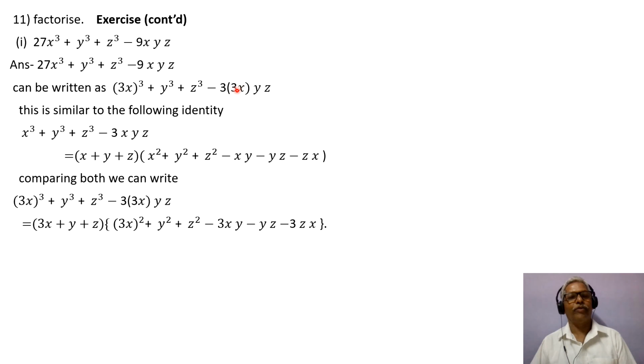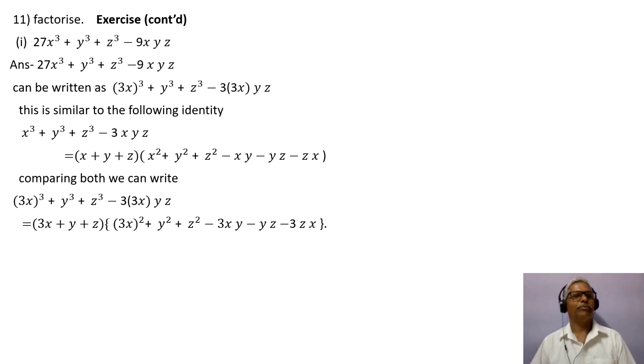So I think this is the only difference, that x is replaced by 3x. Okay, so we can compare both. We can write it as (3x)³ + y³ + z³ − 3·3x·y·z. This equals (3x + y + z) in one bracket and another bracket, only x is replaced by 3x, so (3x)² + y² + z² − 3xy − yz − 3zx. Okay, so these are the factors.